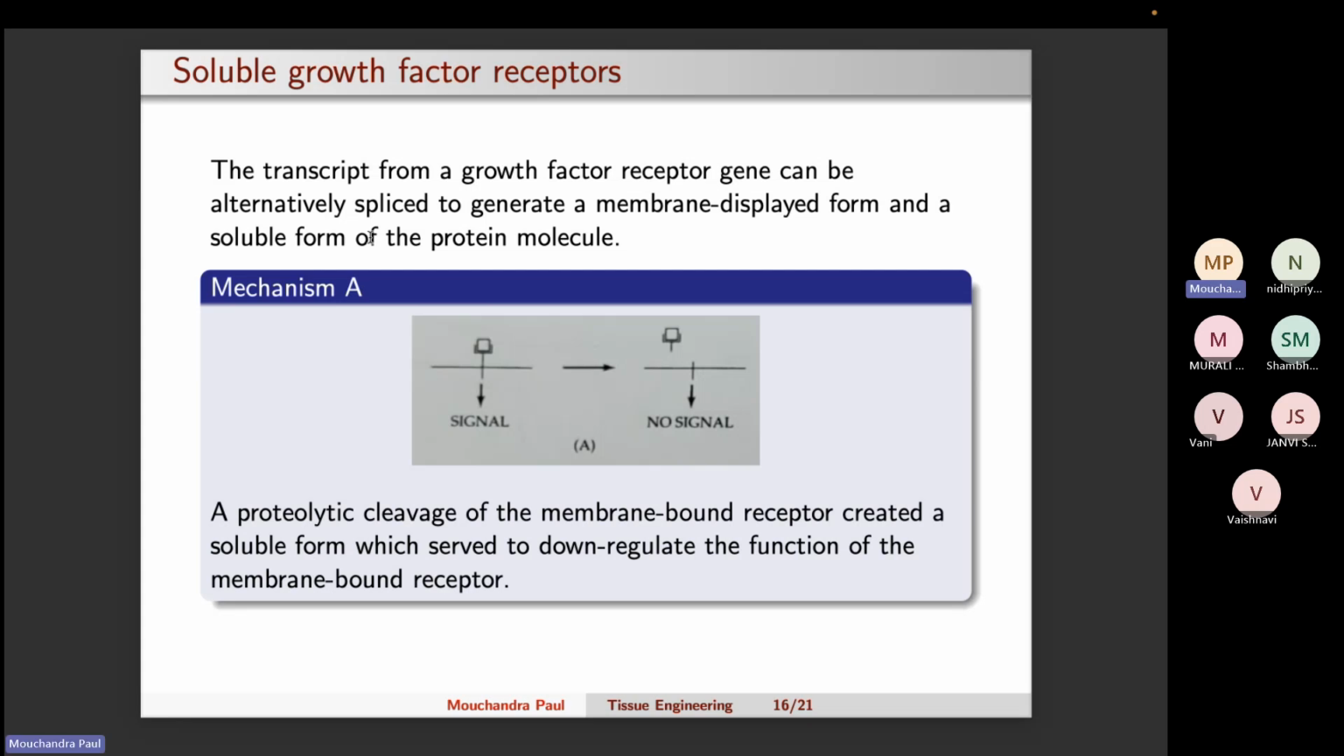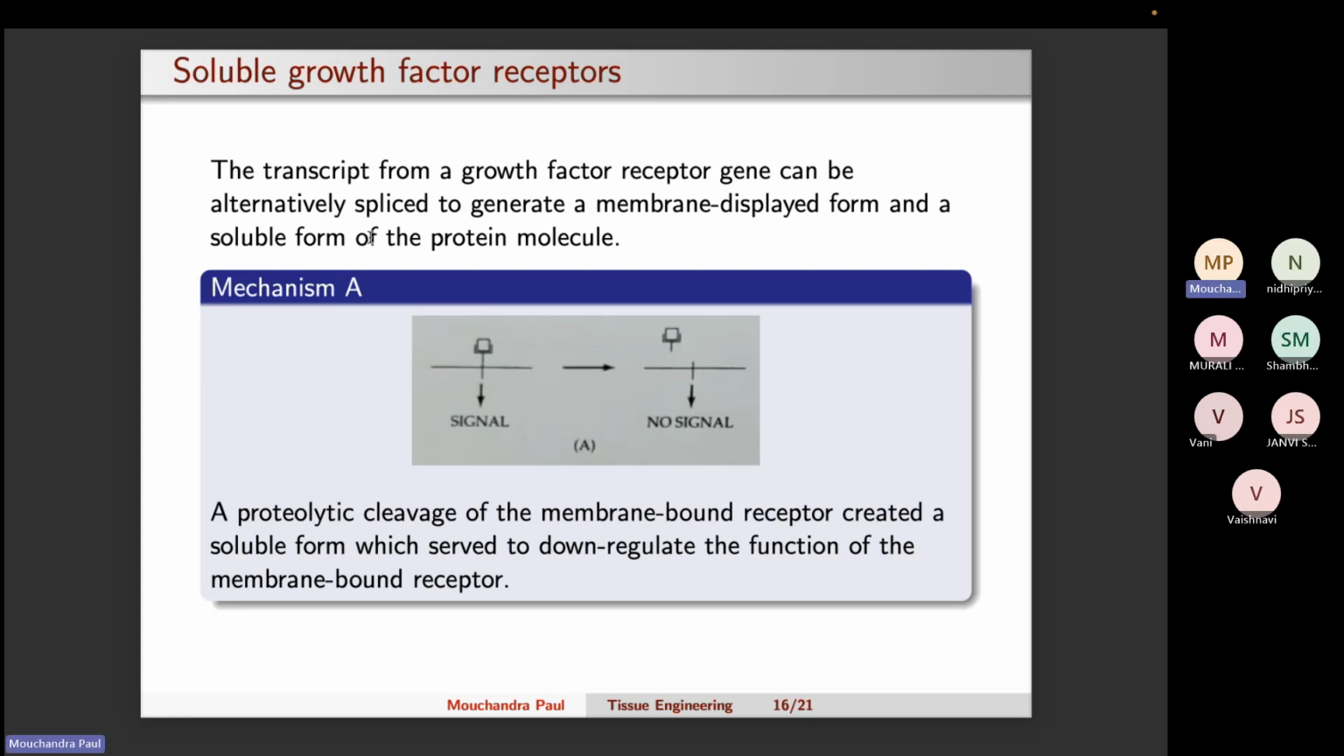Similarly, 3, 2, 1, 4. So this is another mRNA sequence that will code for another type of protein. But all these proteins are coming from one gene. Agreed? So this is called alternate splicing. So when this kind of alternate splicing happens for a receptor gene, then it can generate two types of receptors.